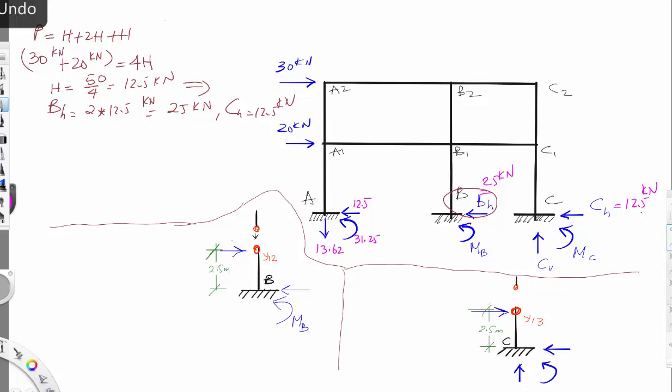So let's think about B. If I isolate this B at this point, I'll see that the vertical reaction here is equal to zero according to assumption number two. So there is no force upwards here. It is equal to zero according to assumption number two. So all I need to know is the value of this guy.